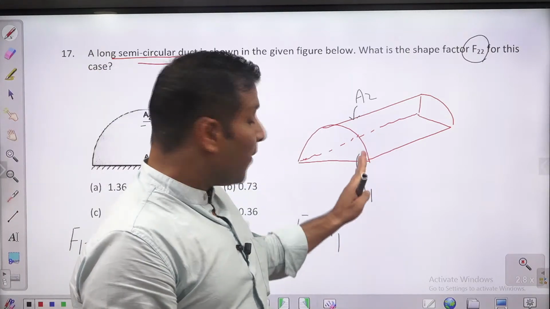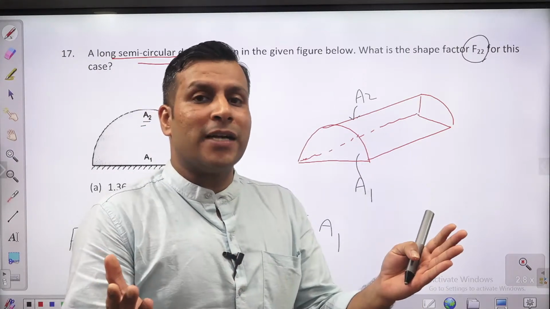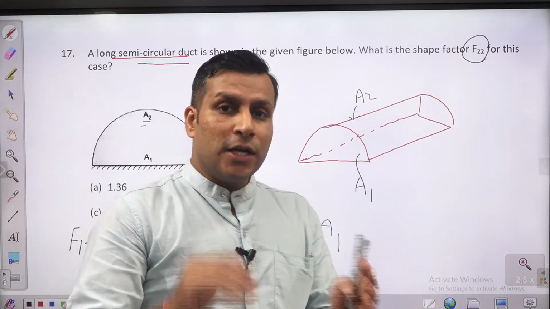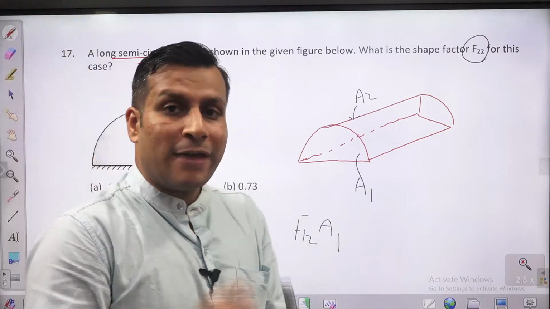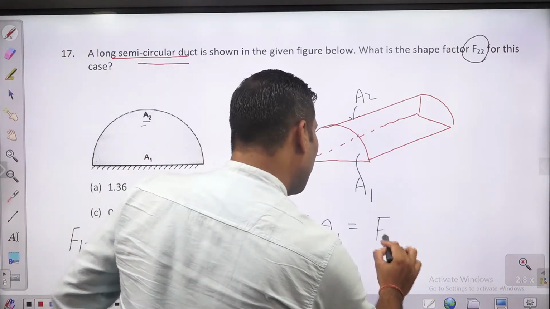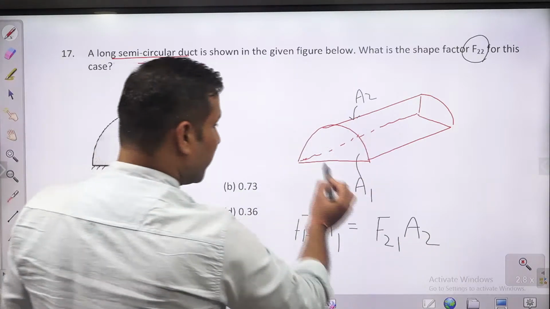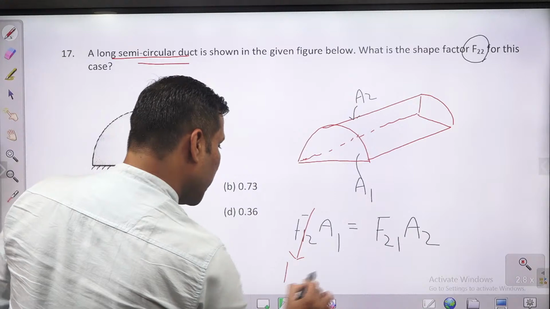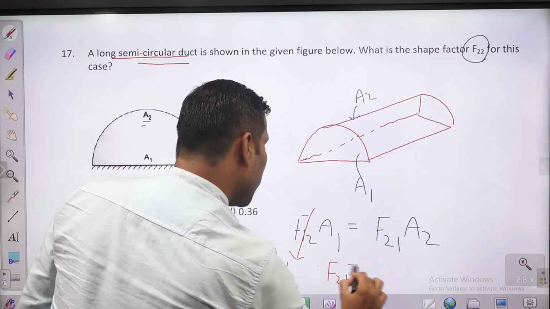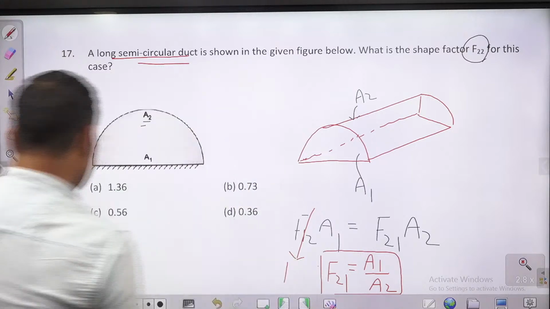For a flat surface, the self-shape factor is 0. Why? Because the radiations emitted by a flat surface are not going to reach the same surface. So F12 will be 1, and F11 will be 0. So this is F12A1 equal to F21A2. This is a flat surface, so this is equal to 1. So you will have F21 equal to what? A1 by A2.